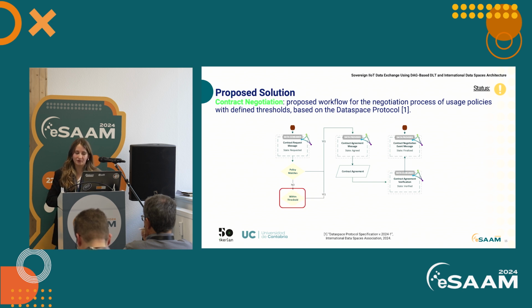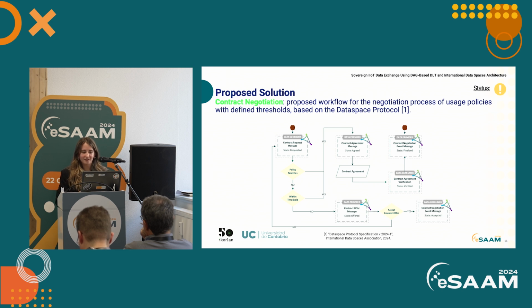But if we introduce some threshold values, our data consumer can make another offer with different values for the contract terms, and our system will also iterate on it and actually lead to a contract agreement between both. And also, if the policy does not match and it is not within the threshold values, then we have to make another counter offer and start the whole process again.